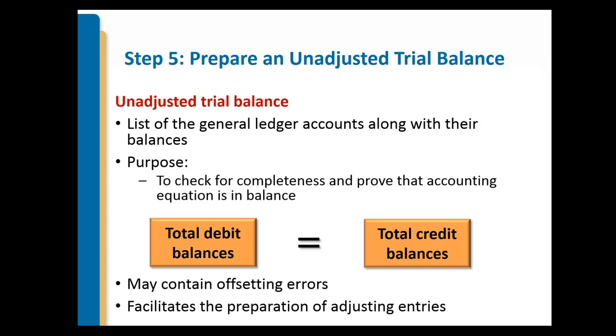The purpose is to allow us to check for completeness and to prove that the sum of the accounts with debit balances equals the sum of the accounts with credit balances. Remember, we always want the accounting equation to be in balance. So the fact that the debits and credits are equal doesn't necessarily mean that we have everything perfect. It just means that the debits equal the credits. The trial balance could contain offsetting errors, and we'll talk about that later, and how the trial balance can facilitate preparing adjusting entries.